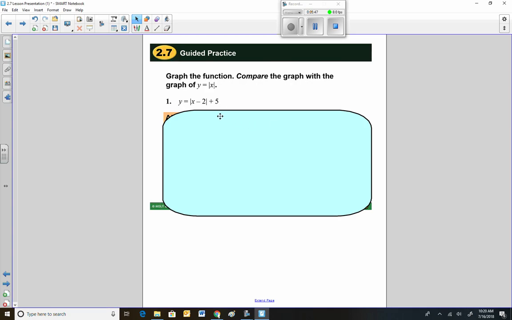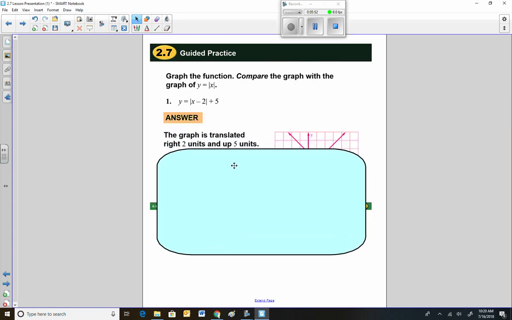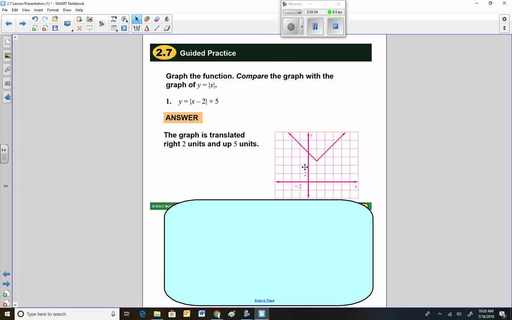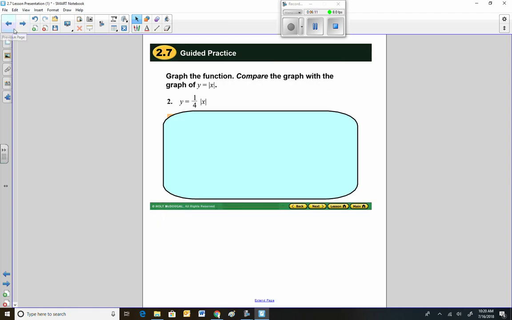Welcome back. Now the vertex is going to be at +2, +5. And see, it's over 2, up 5. By the way, the graph is based on 2s. And of course, you write the graph is translated to the right 2 and up 5. Always opposite. X's are rebels. They always want to be opposite of what you see. All right, give this graph a try.